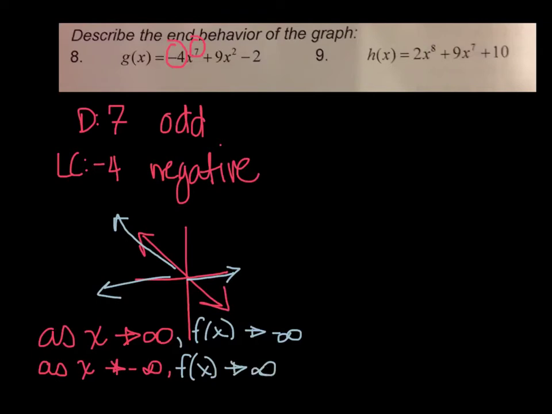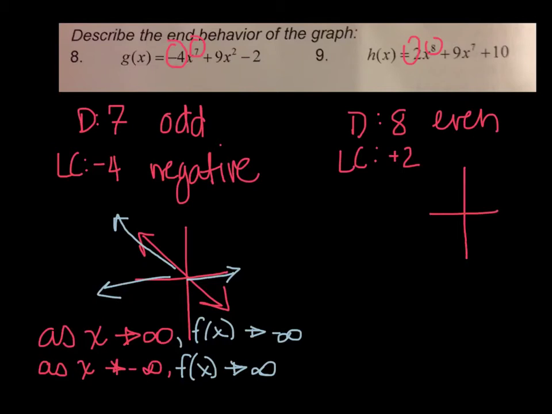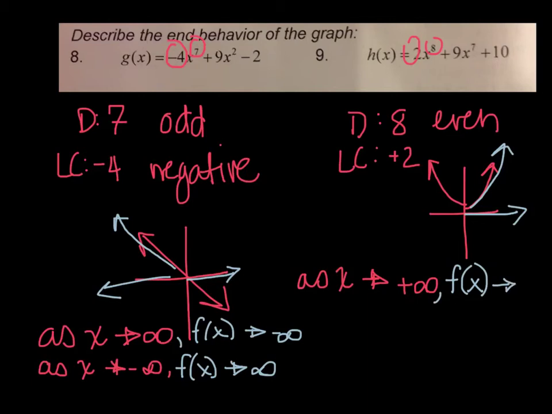Okay, over here I have a degree of 8, which is an even, and a leading coefficient of positive 2. Remember, in a graph, I compare an even positive to a quadratic. So my two sentences: as x approaches positive infinity, so as x goes this way, my function is also going to positive infinity. And in reverse, as x approaches negative infinity, so this way, my function is also approaching positive infinity.